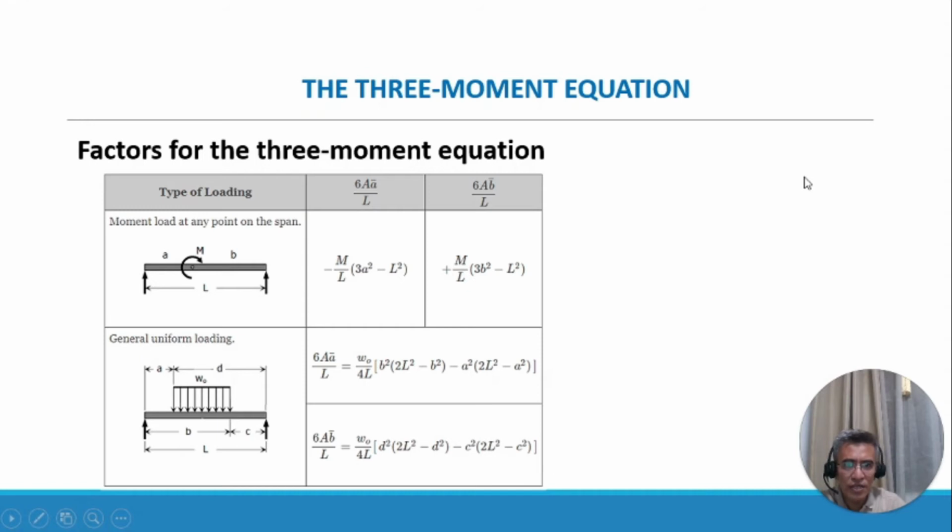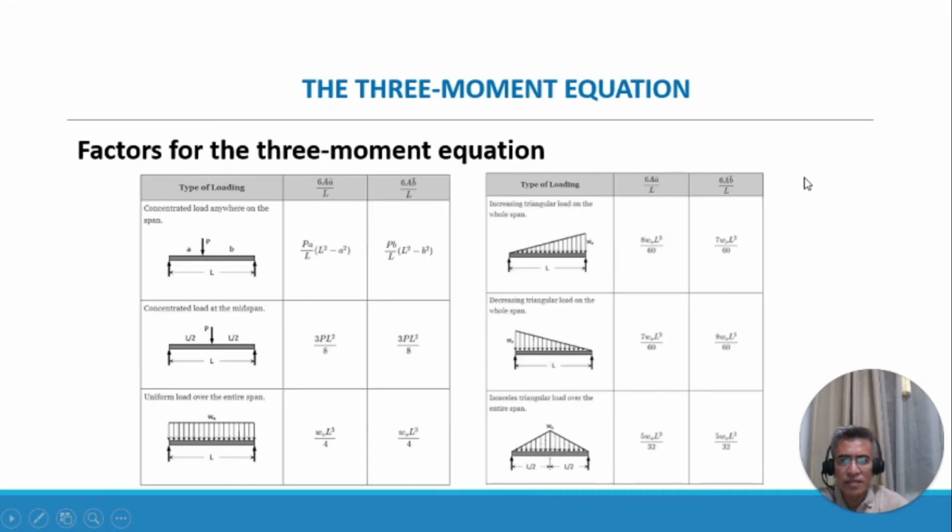So these are the factors to be used for the three-moment equation, based on the given loadings.